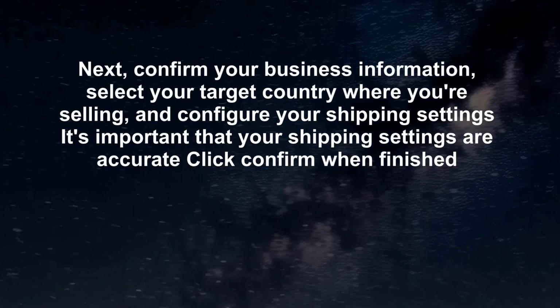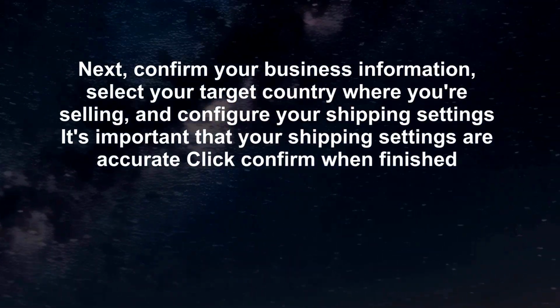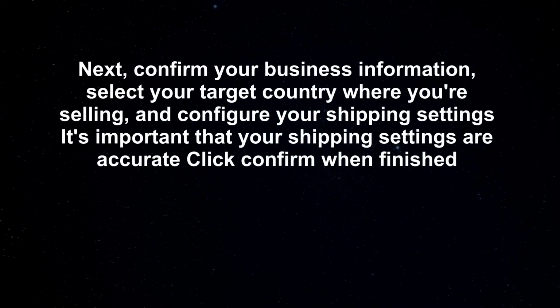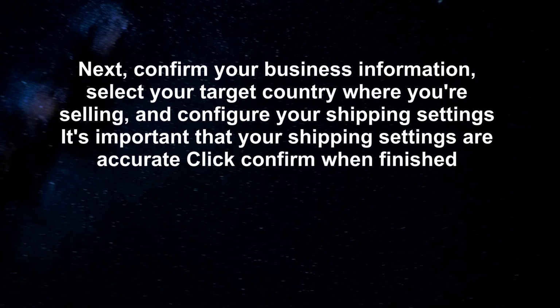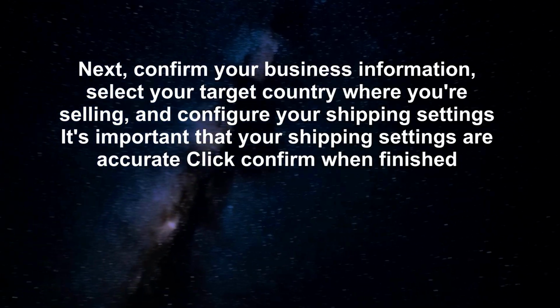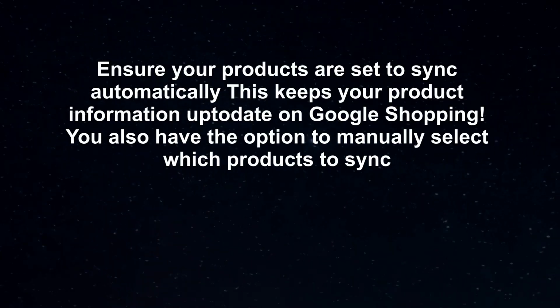Next, confirm your business information. Select your target country where you're selling and configure your shipping settings. It's important that your shipping settings are accurate. Click confirm when finished. Ensure your products are set to sync automatically.